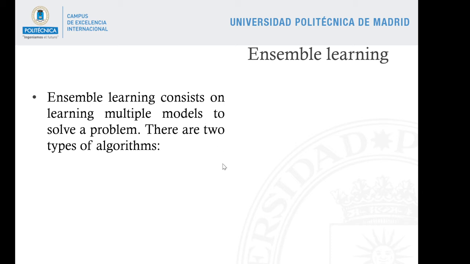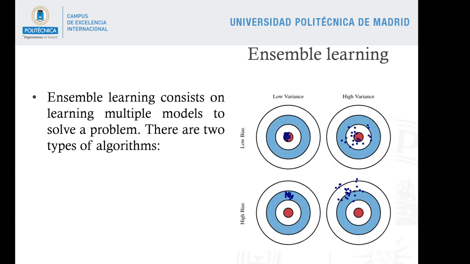So we learn several models. There are two types of algorithms. In fact, there is a third one, called the stacking algorithms, but they are more advanced, and we are not going to talk about them today. So, consider an algorithm. This is the best situation, in which we have a low variance and low bias.